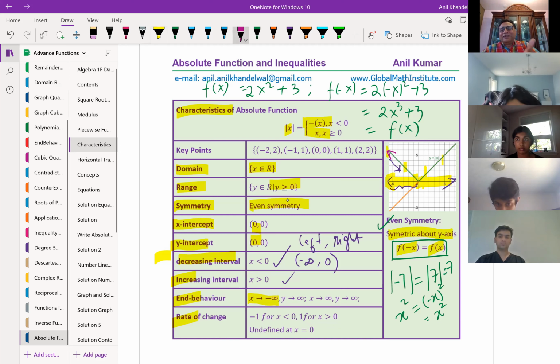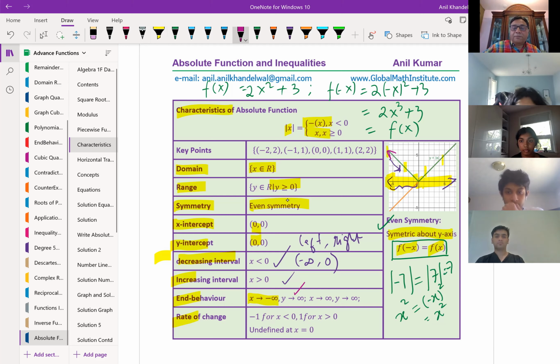As you move left, the y value is increasing because absolute value is always positive. Minus 10 will become 10, minus 100 will become 100. Minus 1000 becomes 1000, very high values, right? So the y value also approaches infinitely large value. And we say when x approaches negative infinity, y approaches positive infinity. As you can see from the graph, do you see that?